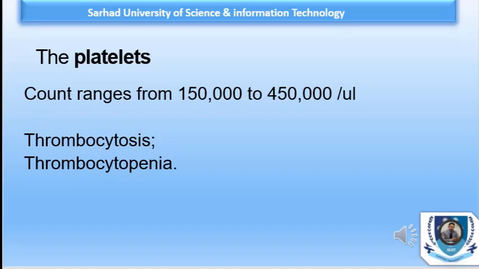That is functional. Normal platelet count ranges from 1,50,000 to 4,50,000 per microliter, and if the count is more than 4,50,000, then the platelet condition is called thrombocytosis. And if this range decreases below 1,50,000, then it's called thrombocytopenia. And there are certain diseases in which we have thrombocytosis or thrombocytopenia.